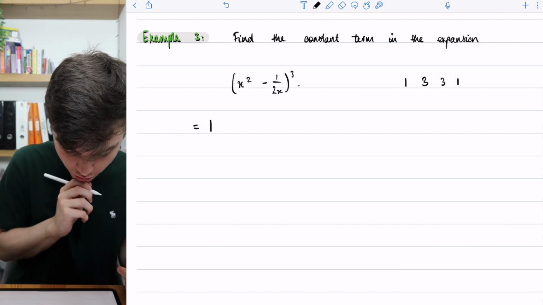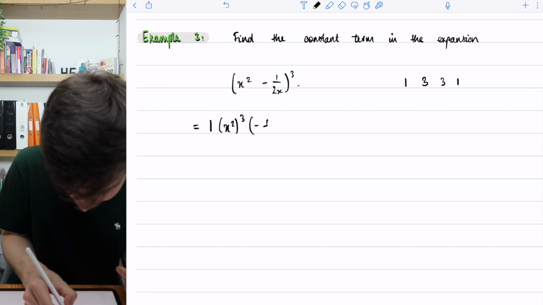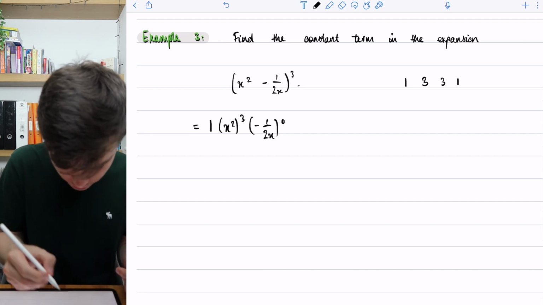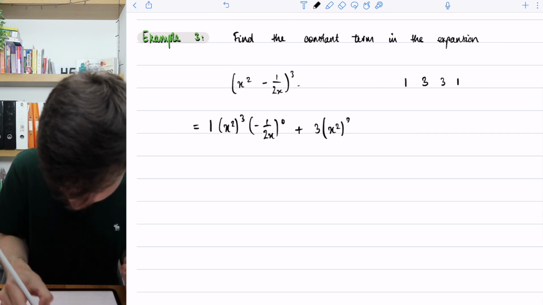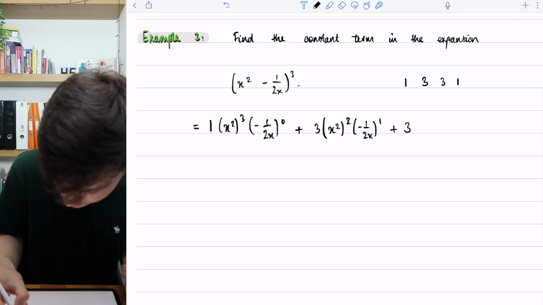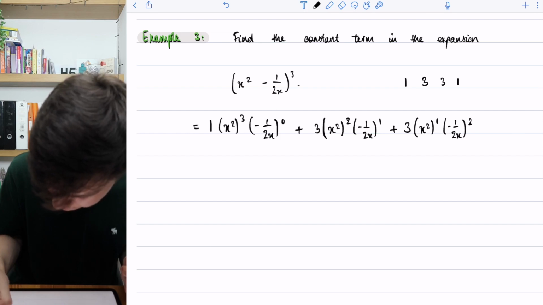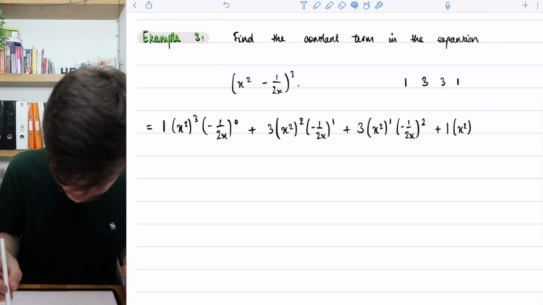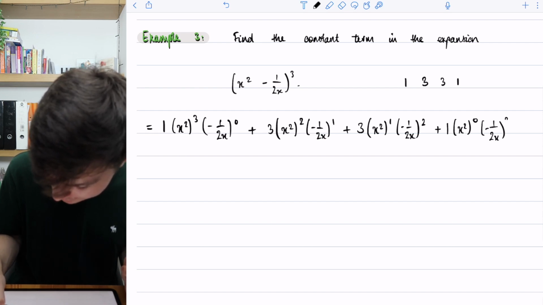I'll start with the 1 coefficient, and I'm going to have the first term, which is x squared, to the power 3, and the second term to a power of 0. And then I'm going to add the second coefficient times the first term, reduce the power by 1, and then the second term to an increased power of 1. And then we're going to have the third term, which is a 3, times x squared, we're reducing the power, so it's going to be 1, and increase the power of the second term. And then the fourth term is going to be 1, x squared to a reduced power of 0, and then minus 1 over 2x to the power cubed.